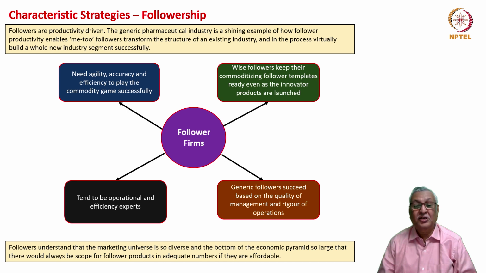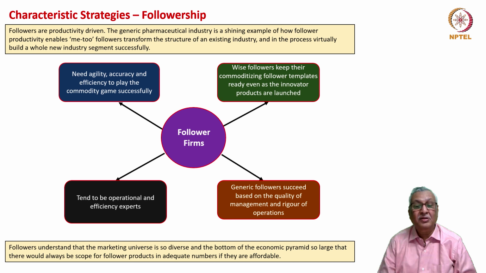The leaders particularly are very much focused on task leadership, operational excellence, and agile manufacturing. Generic followers succeed based on the quality of management and rigor of operations, and their metrics are completely different from the metrics that differentiators and innovators have.